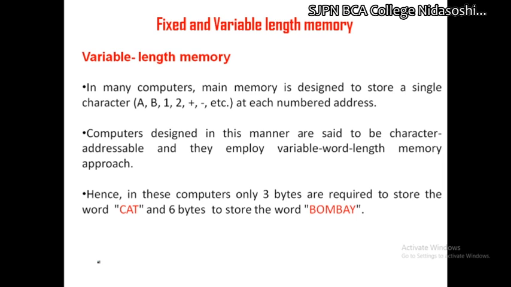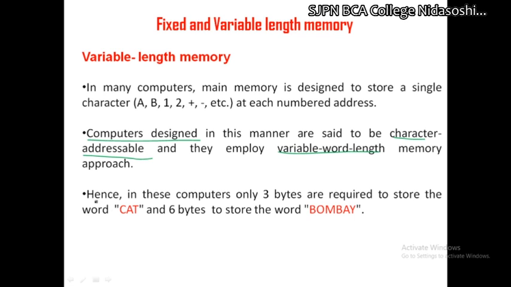We can store only one character in one single location at each numbered address; that is called variable length memory. Computers designed in this manner are said to be character addressable. If they design the computer's memory so that it can store only a single character at each numbered address, we can say it is character addressable, and they employ the variable word length memory approach.